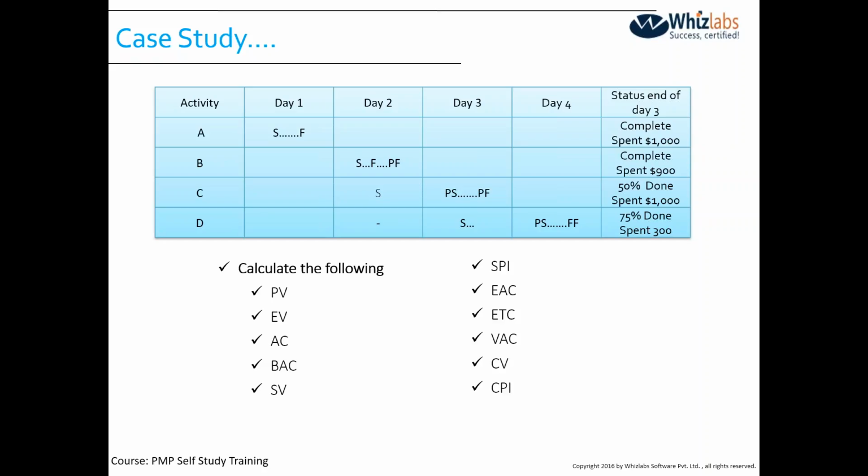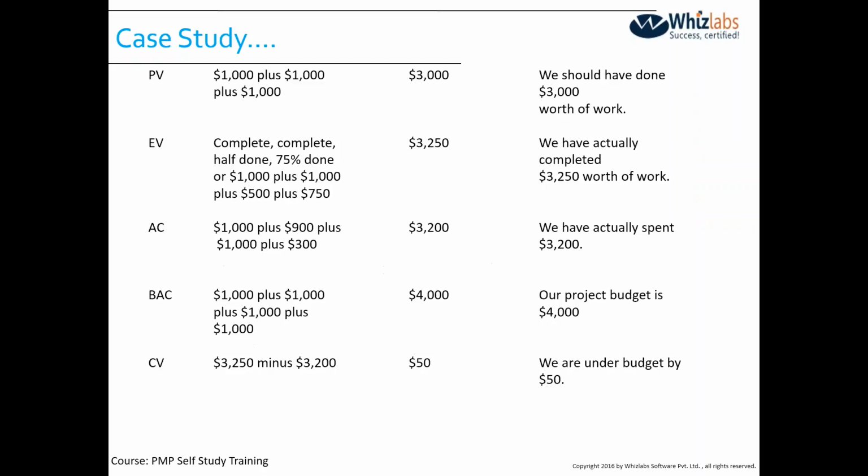Now, on the basis of this information, we have to calculate time value, earned value, actual cost, budget at completion, schedule variance, schedule performance index, estimate at completion, estimate to complete, variance at completion, cost variance, and CPI. Okay, so whatever we have discussed, you will be able to see now.